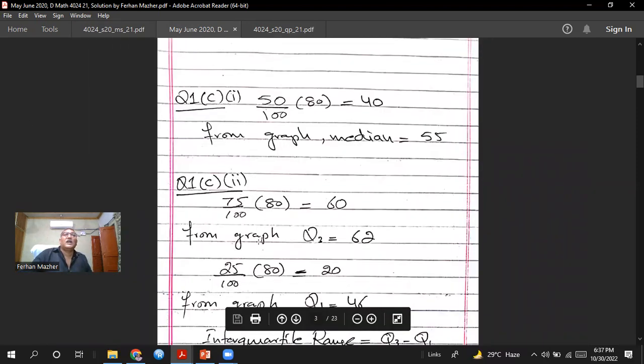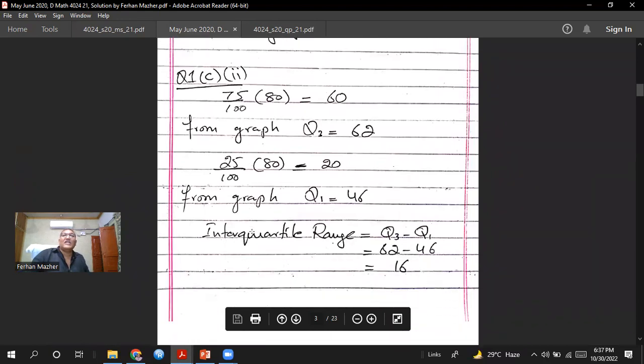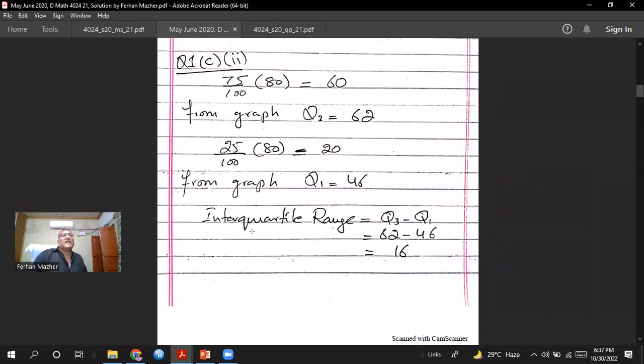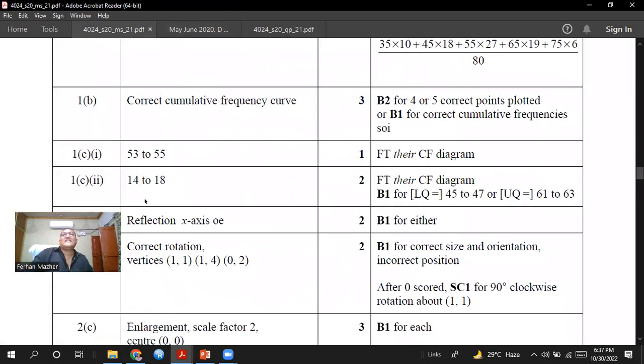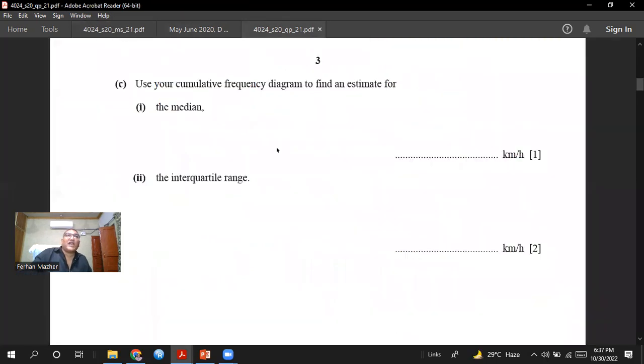So the Q1 value is 46. The interquartile range is Q3 minus Q1. So it will be 62 minus 46, and that will be 16, I think. So our answer is 16. Let's check. It says that the interquartile range will be from 14 to 18, so our answer is right.